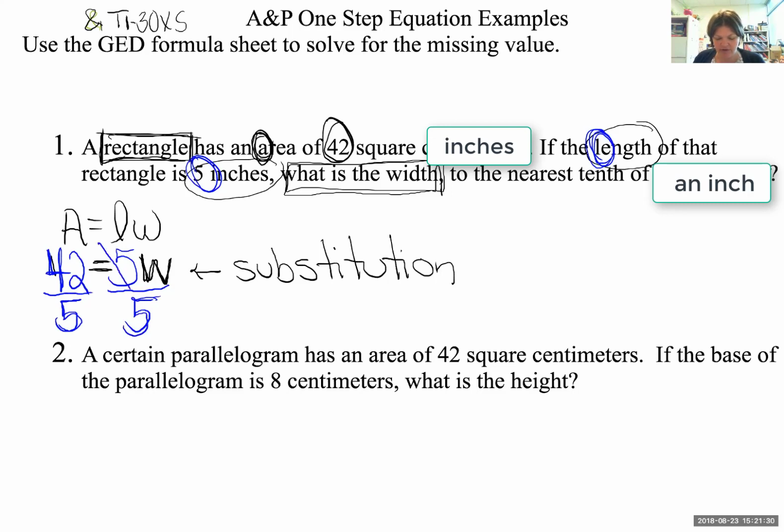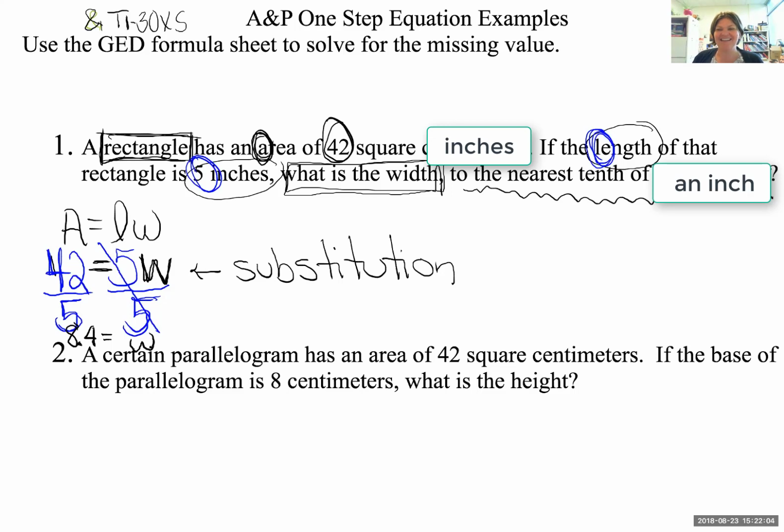On this side, dividing by 5 and multiplying by 5 cancel. So I do still have that W. And on that side, there's the math to do. You can feel free to do it in your calculator, especially since it's not a pretty one. 42 divided by 5 gives us 8.4. Okay. So almost done with this problem, but the last step is to check for any rounding directions. And I do see some rounding directions here. Do you guys see that? To the nearest tenth of a centimeter. Exactly, to the nearest tenth of a centimeter.